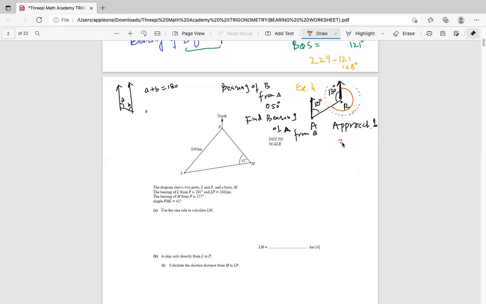That's 360. So 360 minus 130 is 230. That's approach number 1. Now approach 2. Look at approach 2, please.